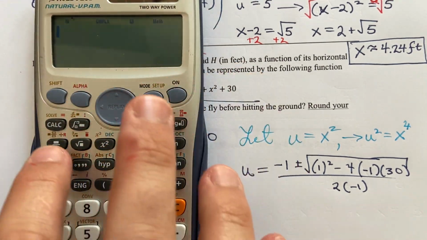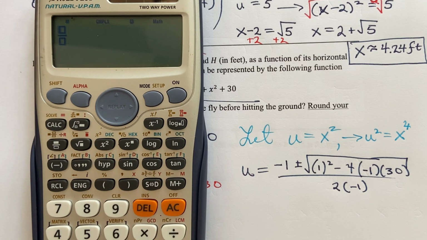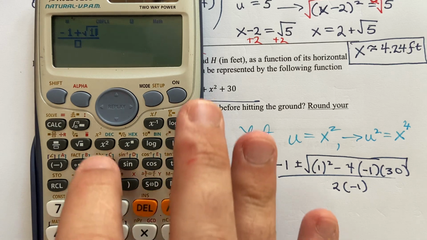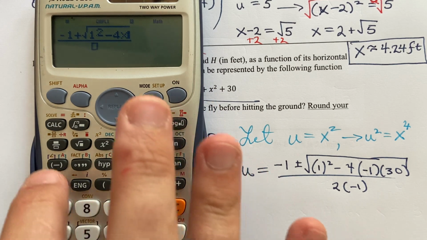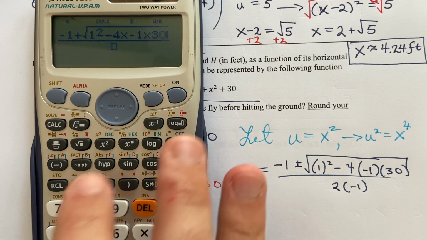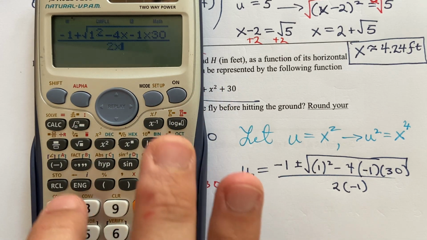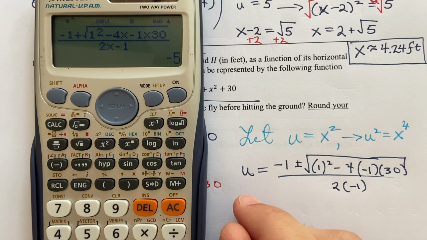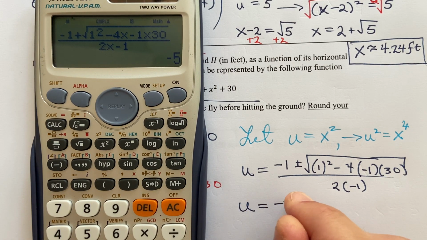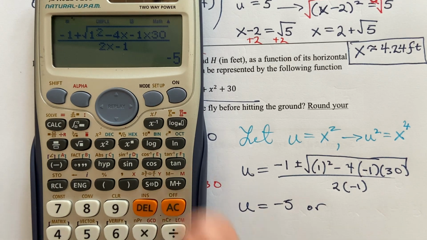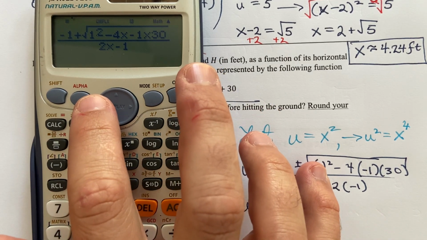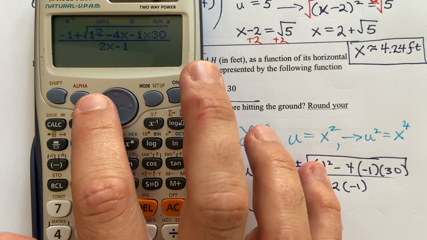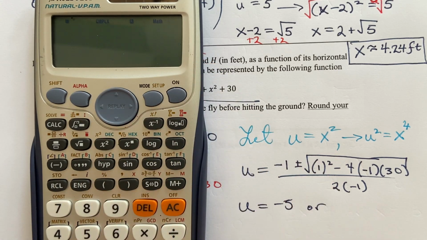Calculator time, so I'll start with that fraction button. Negative 1 plus the square root of 1 squared minus 4 times negative 1 times 30 over 2 times negative 1. This will be our first u. So u equals negative 5, or I need to scroll back and change that plus to a minus. So I get a 6.